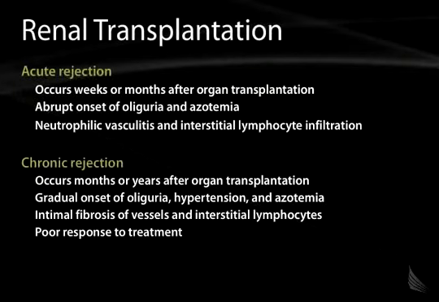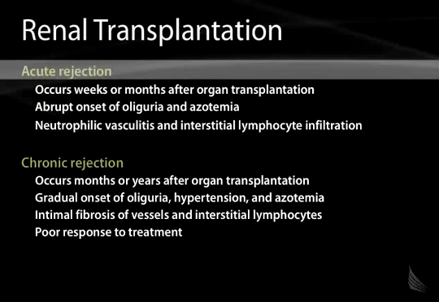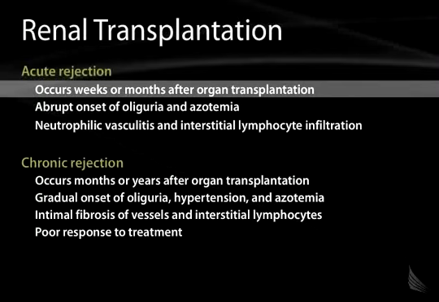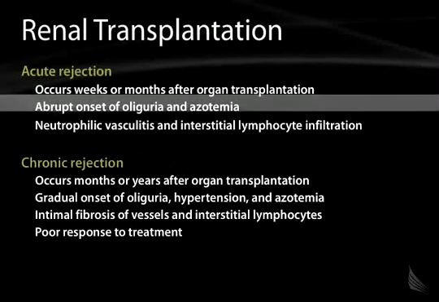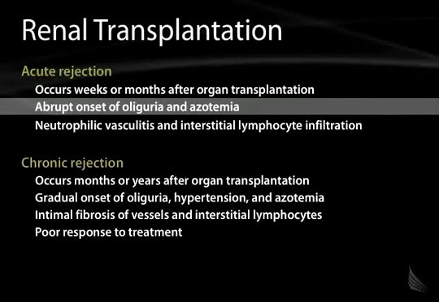Now, if the patient makes it past hyperacute rejection, the next phase that one worries about is, not surprisingly, acute rejection. In terms of a timeline, this is a rejection that occurs weeks to months after the initial organ transplantation. What will occur clinically is that the patient may be going along fine, there may be a slight change in their immunosuppressive drugs, and all of a sudden the patient will have the abrupt onset of oliguria, the production of very small or no urine at all, and azotemia, increased amounts of protein within the blood.